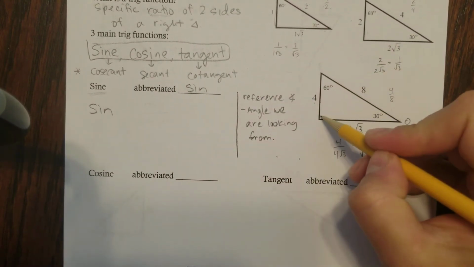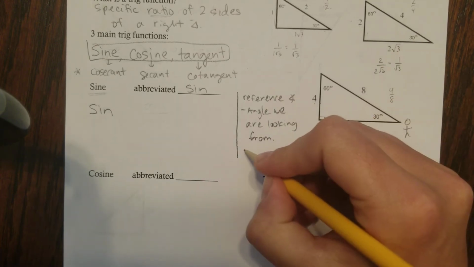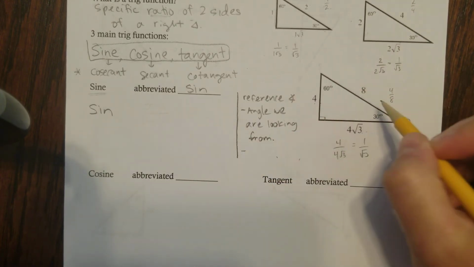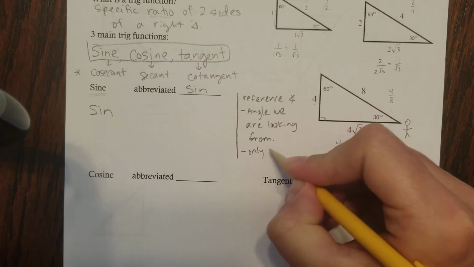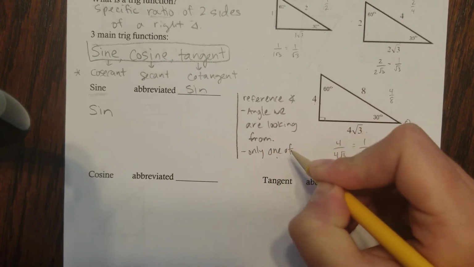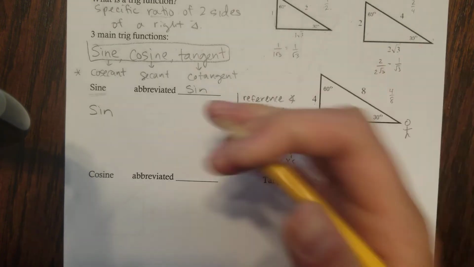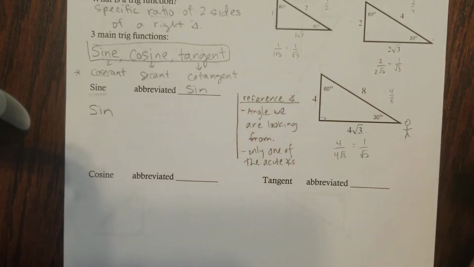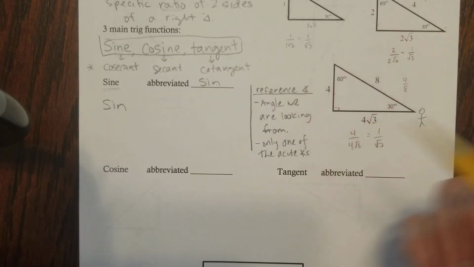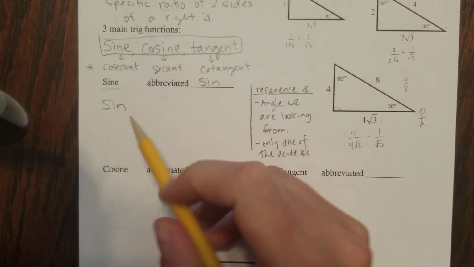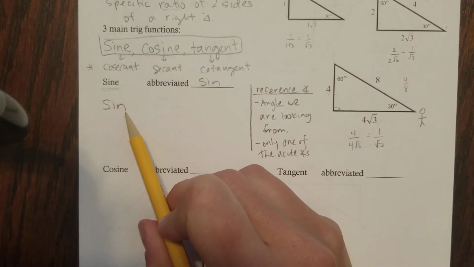Now, Bob will never stand at the 90-degree angle. He will only be at one of the acute angles. All right, so that's a really important vocab word. Okay, so when we do sine, we have to tell people where Bob was standing, what our reference angle is.